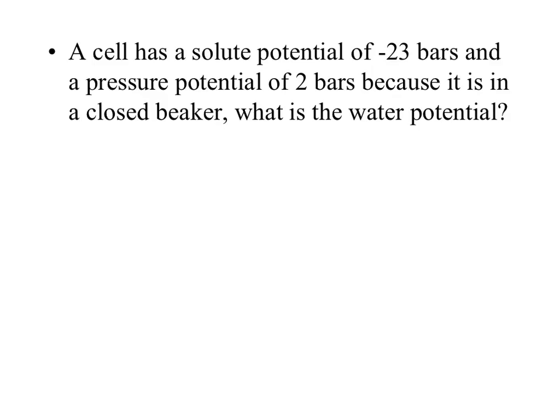Okay, so let's look at some simple water potential calculations. This first one says a cell has a solute potential of negative 23 bars and a pressure potential of 2 bars because it is in a closed beaker. What is the water potential? So the first thing you're going to want to do is start with your formula that says that water potential is equal to solute potential plus pressure potential. And then we're going to substitute in our values.